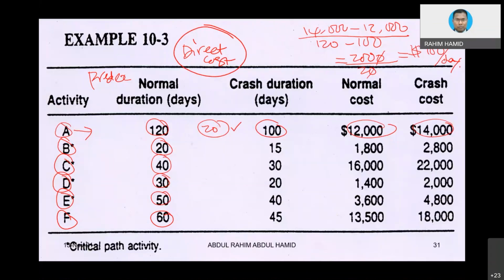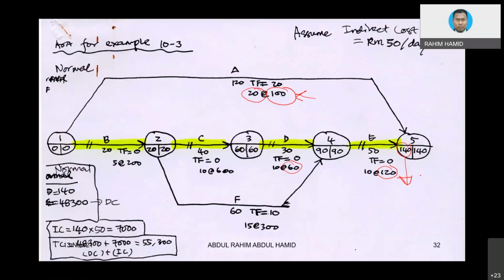Let's assume the cost that we have is the direct cost. We do have indirect costs given in the question as 50 ringgit per day. So in order to get the total cost for this project, for sure you need to add the indirect cost plus the direct cost. The next step is to calculate the total cost for this project. We already know the normal duration is 140. What could be the normal cost for this project?